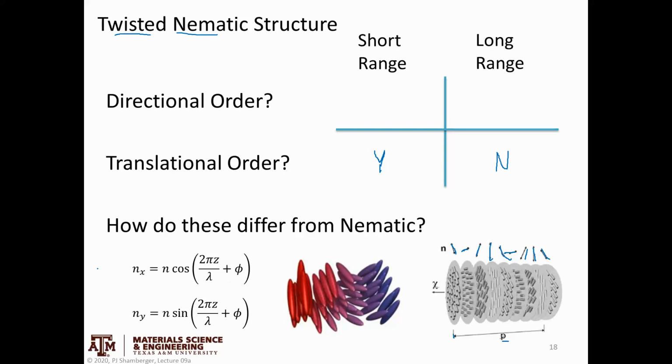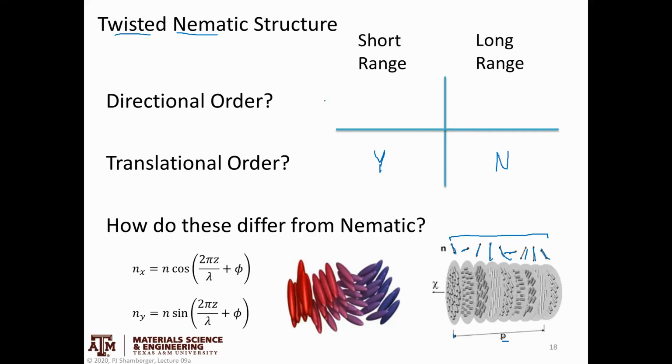And in fact, you can describe the periodicity in terms of some sort of a sinusoidal function. And so we could say that the spacing, or the distance that it takes to do a full rotation, is given by this 2 pi z over lambda term.